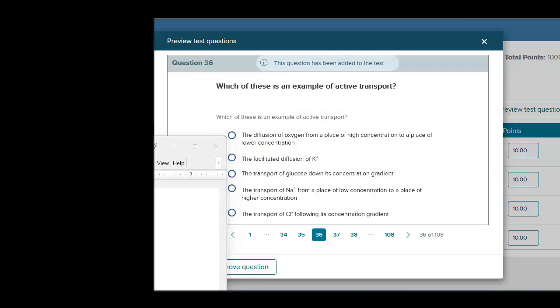Next question, which of these is an example of active transport? And then we have the diffusion of oxygen from a place from high concentration, facilitated diffusion, transport of glucose down its concentration, the transport of sodium from a place of low concentration to high. So let's take a look at the figure.